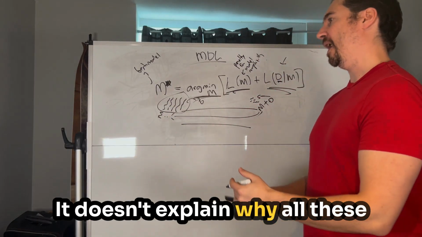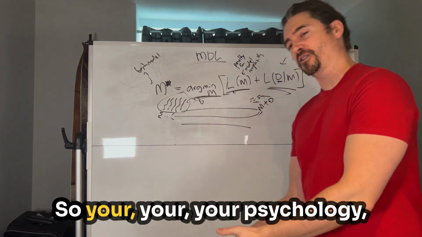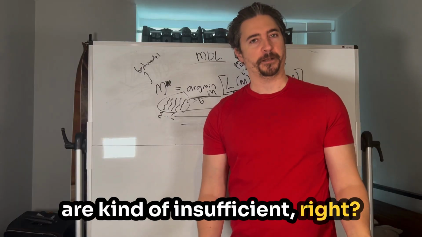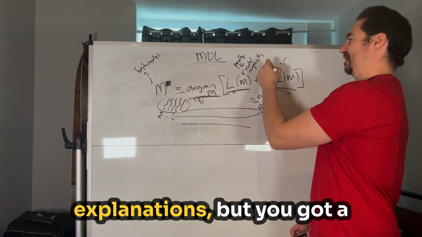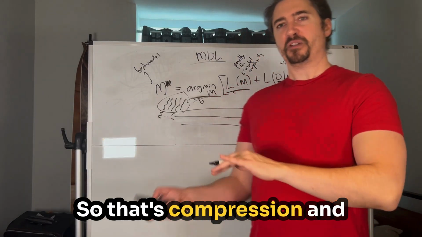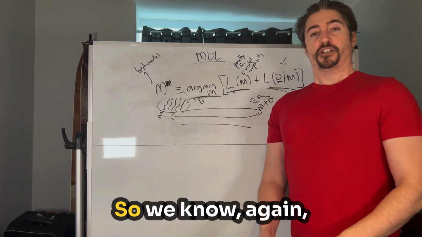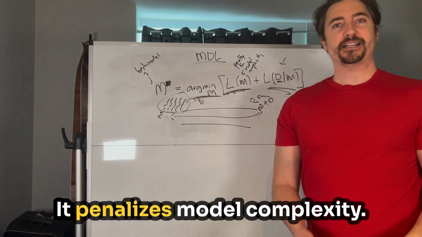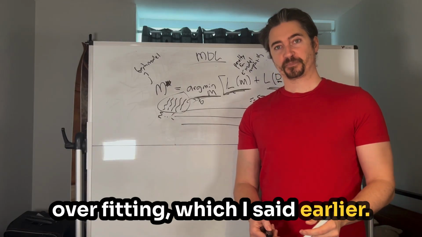It doesn't explain why all these different cultures seem to land on the same thing, for example, right? So your psychology, your evolution, those explanations are kind of insufficient, right? So you should be penalized if you come up with fancy explanations, but you got a bunch of leftover stuff, right? So that's compression and model selection, and minimum description length helps with that. So we know, again, right here, LM, right, it penalizes model complexity. You can think of that as model overfitting, which I said earlier, okay?